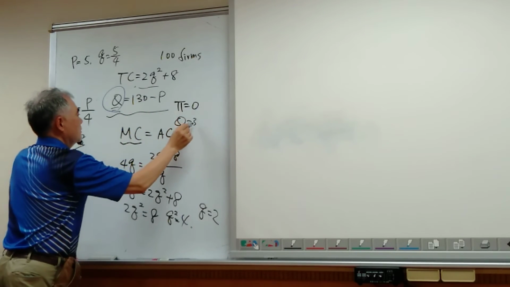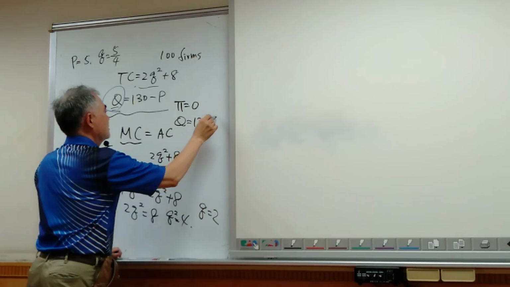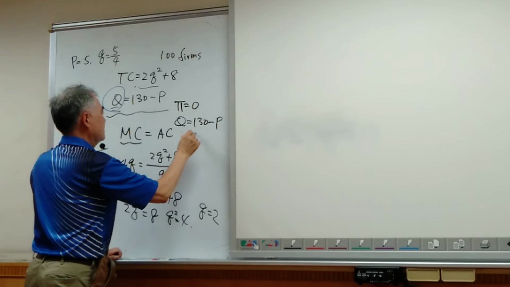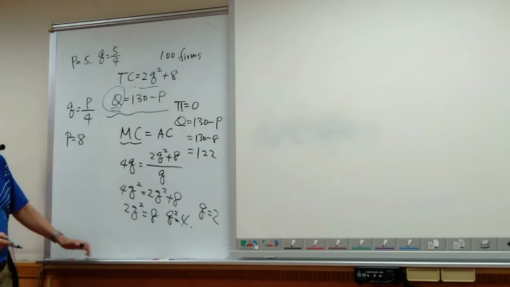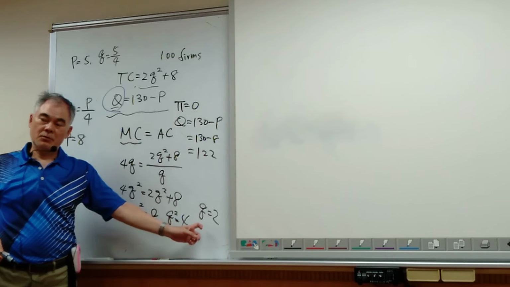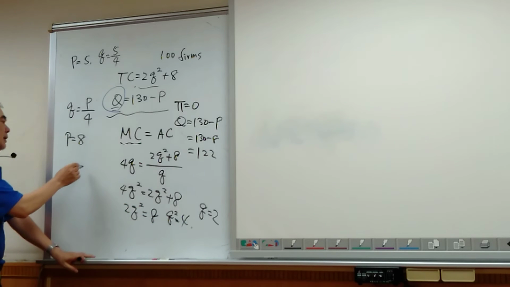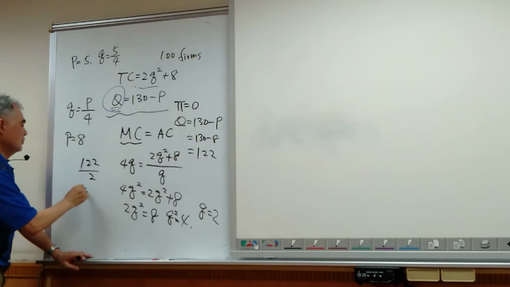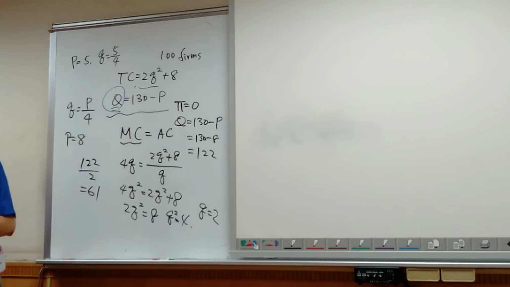Q is equal to 130 minus p, so that's 130 minus 8, which is equal to 122, right? And because each firm produces 2, the quantity for each individual firm is equal to 2. So 122 divided by 2, you're going to have 61. So the number of firms will be 61. So that means 39 companies get out of the market. Okay?